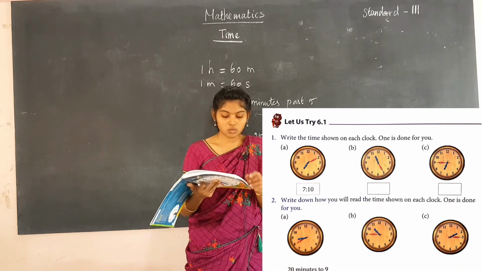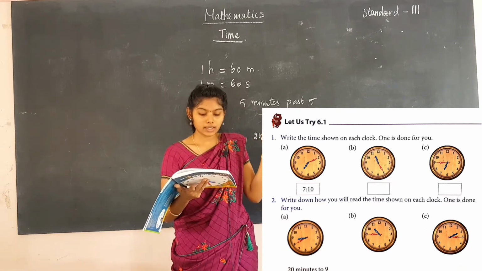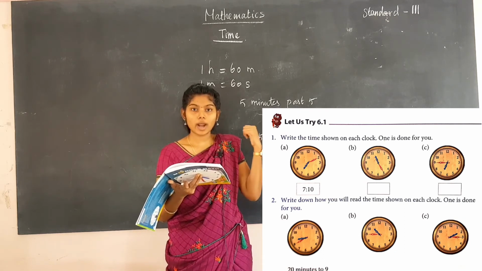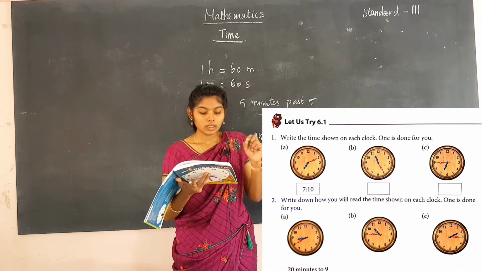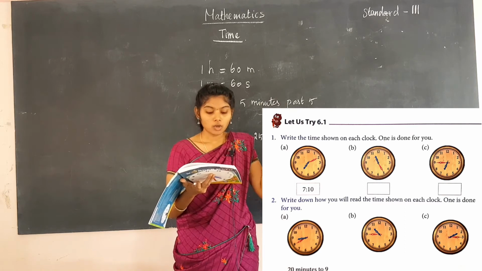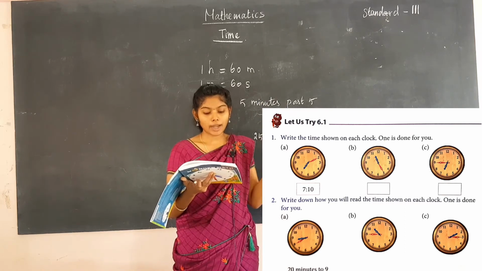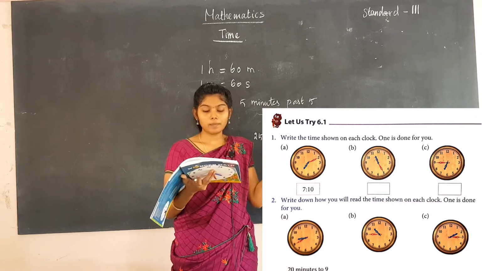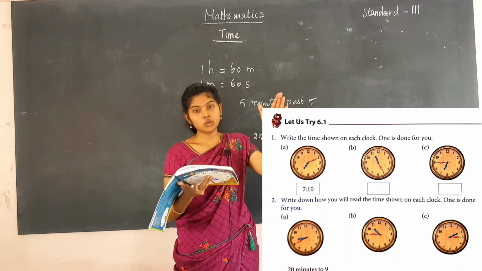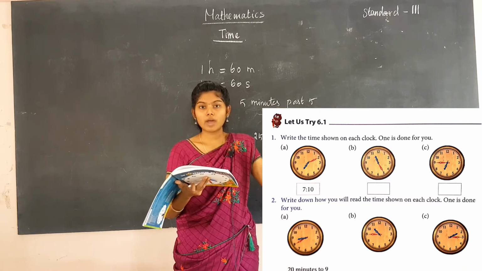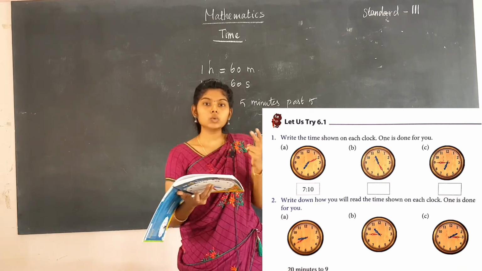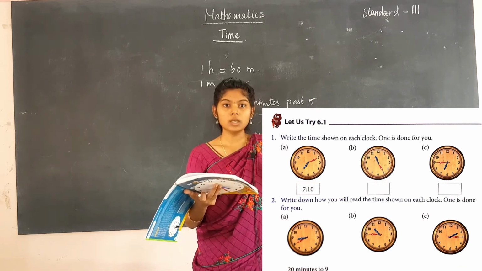So, see the first one. The short hand is between 8 and 9 and the long hand, whether it is on the left side or right side, it is on the left side. So here it is on 8. You have to check how many more minutes there are to come to 9. After 8 to 9 it is 5 minutes, then 9 to 10 again 5 minutes. So 5 plus 5 is 10, then 10 to 11 again 5, so 15, then 11 to 12 again 5. So 15 plus 5 is 20 minutes. So it takes 20 minutes to become 9. So you have to write it as 20 minutes to 9.